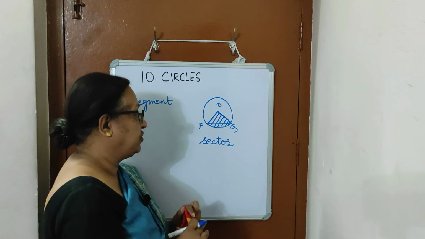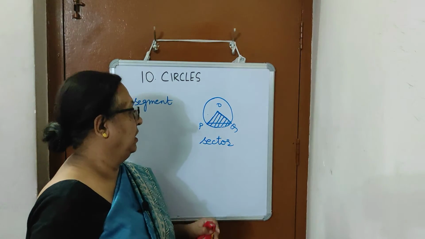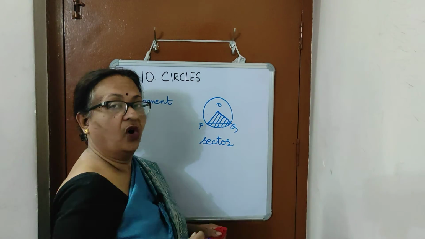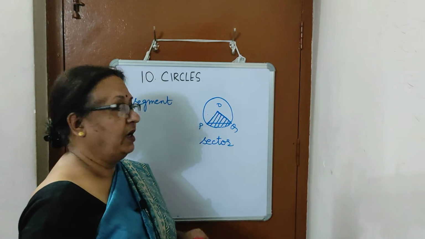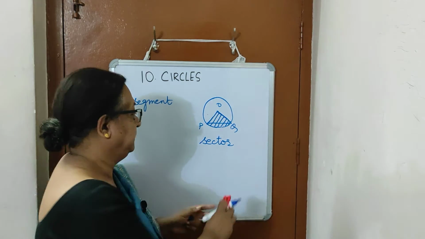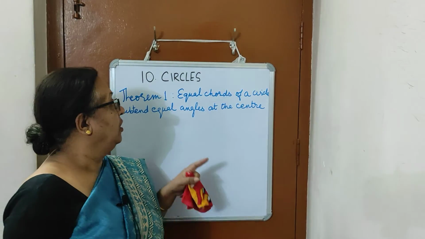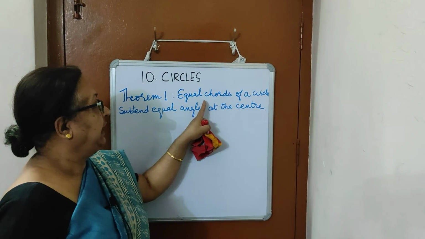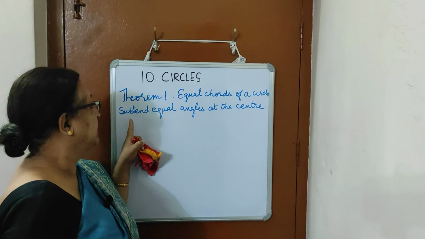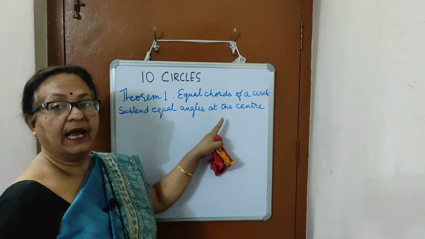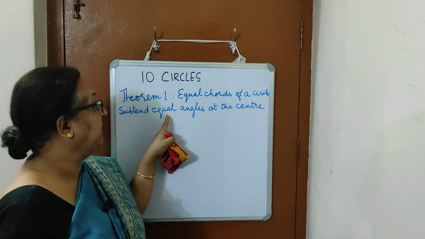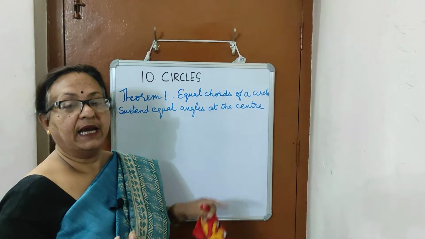Okay, so understood up to this, children? Now we move on to a theorem based on chords. Okay children, now we have the first theorem. It says equal chords of a circle subtend equal angles at the center. That is, equal chords of a circle make equal angles at the center.